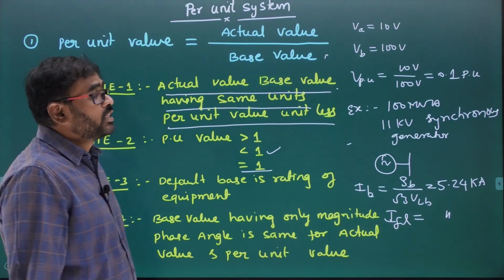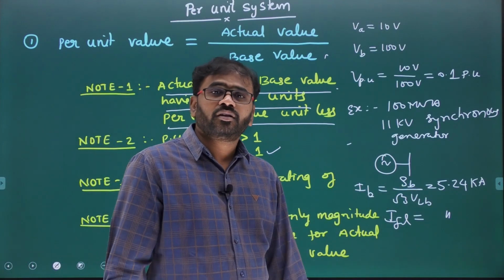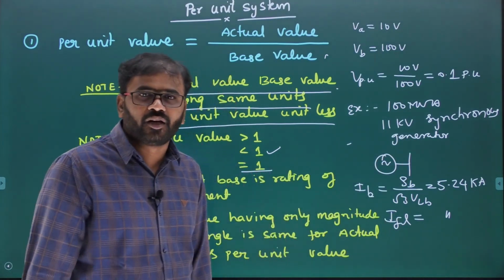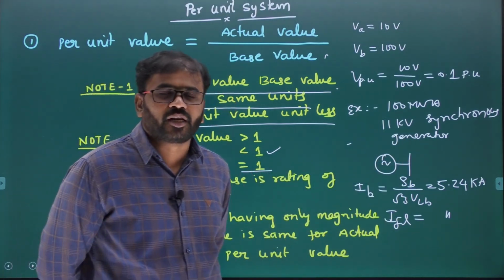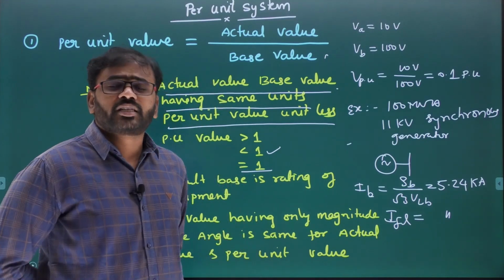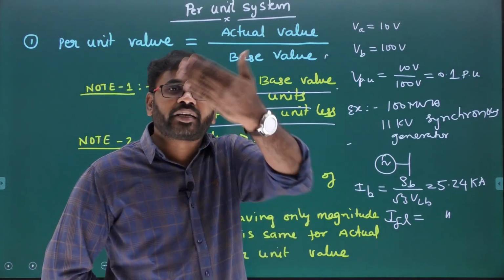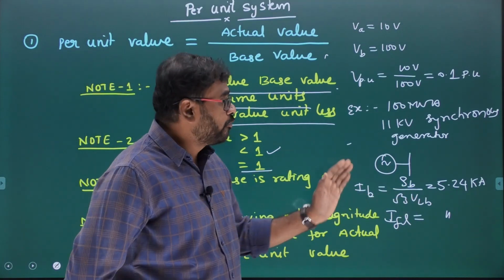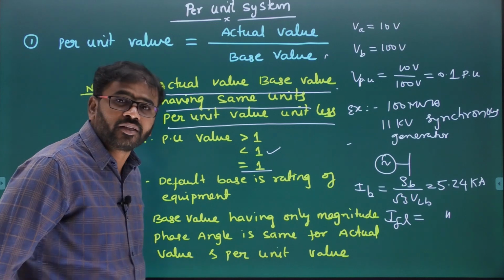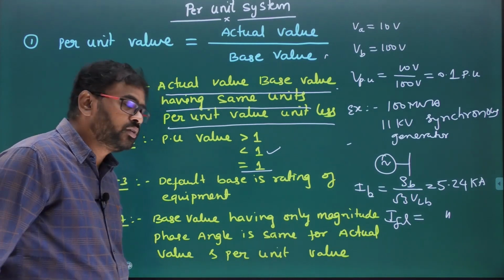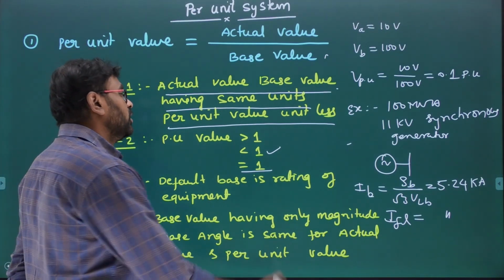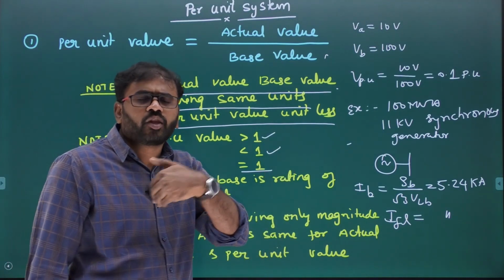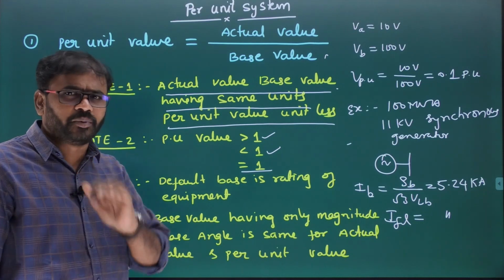Yes, it is possible. Suppose the machine is delivering a fault current, for example, if there is a 3-phase fault at the generator terminal, approximately the subtransient fault current is 10 times the full load current. If it is 10 times the full load current, that means 52.4 kilo ampere. That means what is the fault current in per unit? That is 10 per unit. That means greater than 1 is possible. That's why during fault, generally speaking, the per unit value is greater than 1.